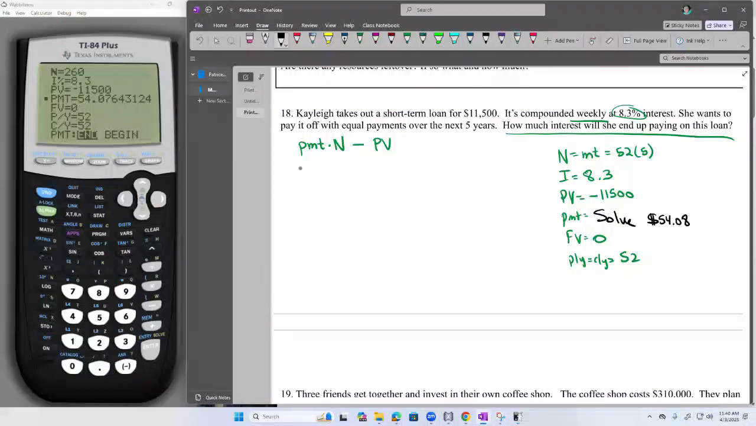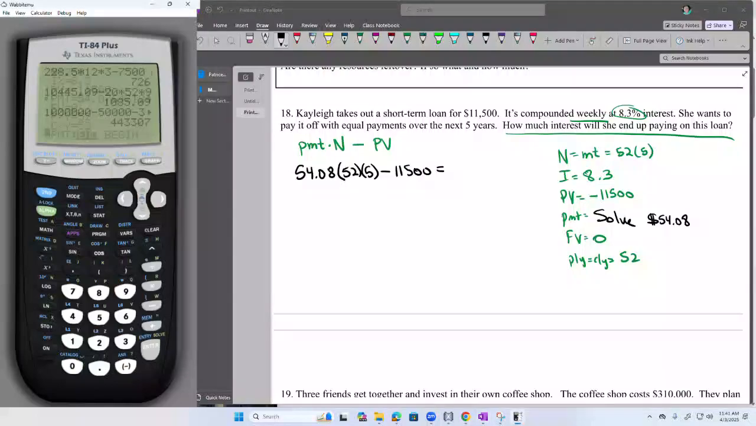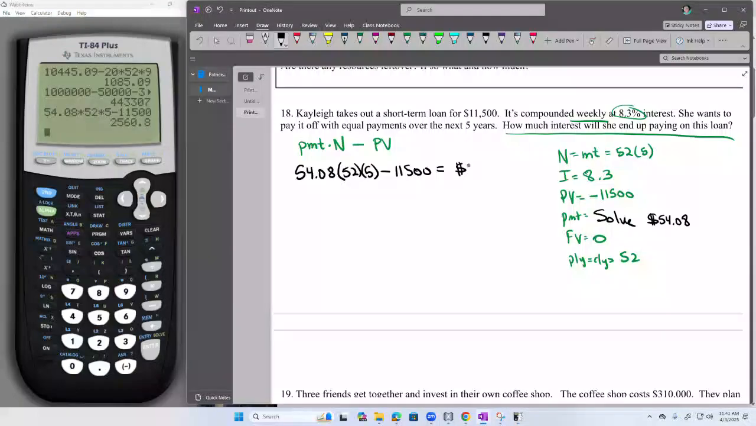$54.08. So interest that she'll end up paying, she's going to pay $54.08 every week for 5 years minus the loan. So 54.08 times 52 times 5 minus 11,500. And she's going to pay interest of $2,560.80.